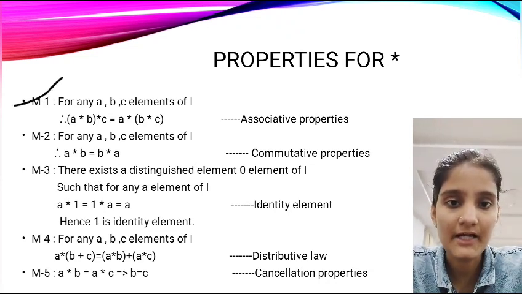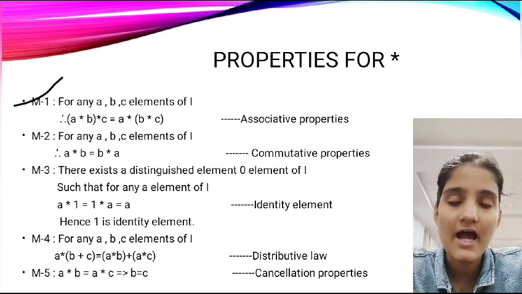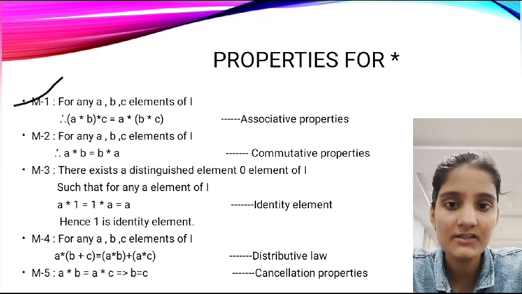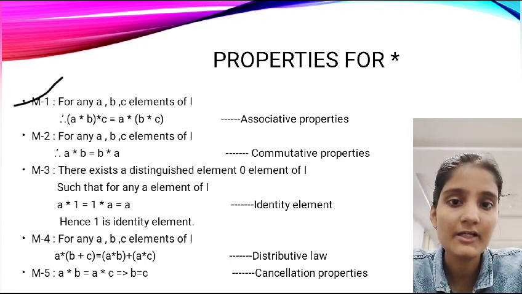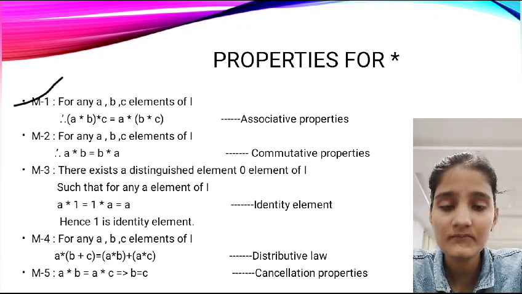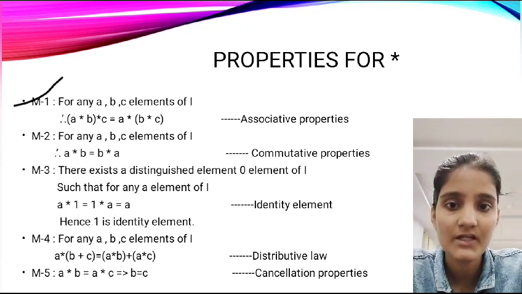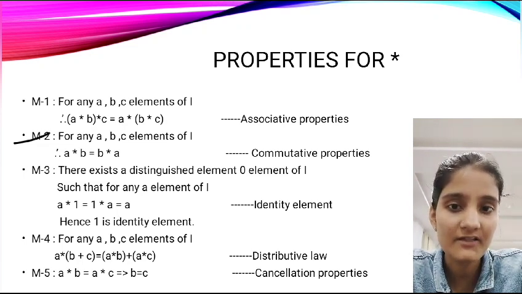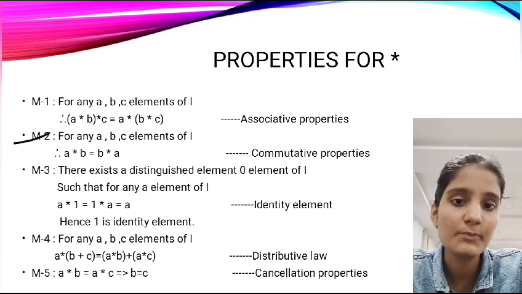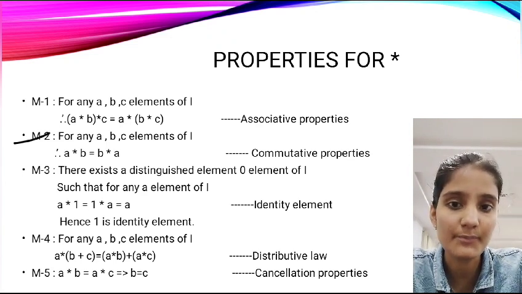The first property is again the associative property: for A, B, C elements of I, (A star B) star C is equal to A star (B star C). The next property is, for any A, B, C elements of I, A star B is equal to B star A. That means A multiplied by B is equal to B multiplied by A. This is the commutative property.